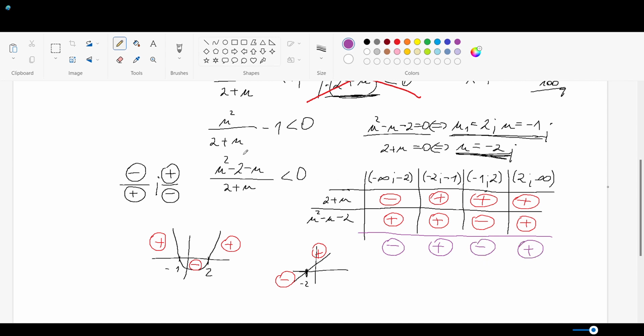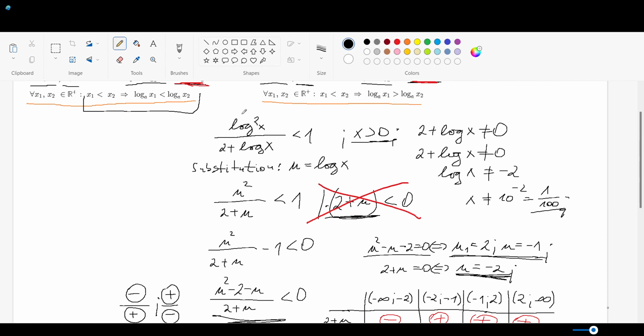So the solution for this inequality for u says that u is from the interval -infinity to -2 union -1 to 2. Okay, but as we are solving this super special logarithmic inequality, we have to come back to the substitution. So I will take this.